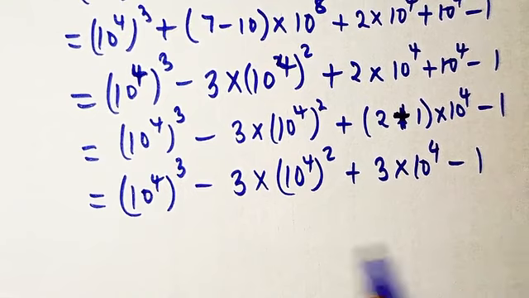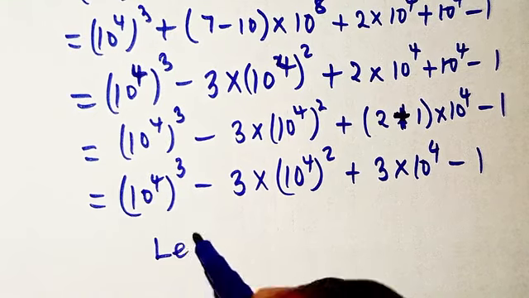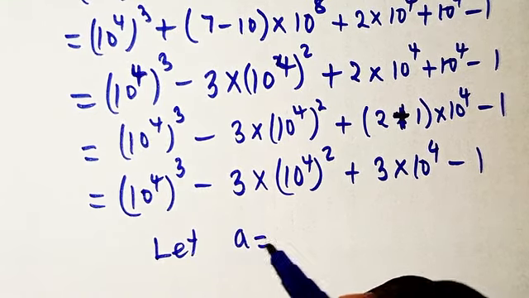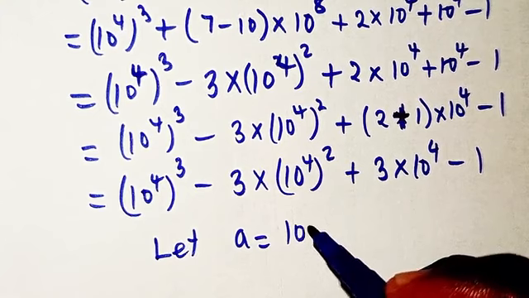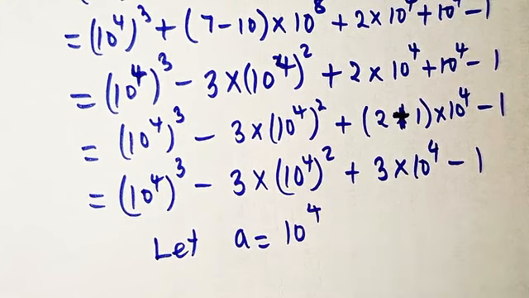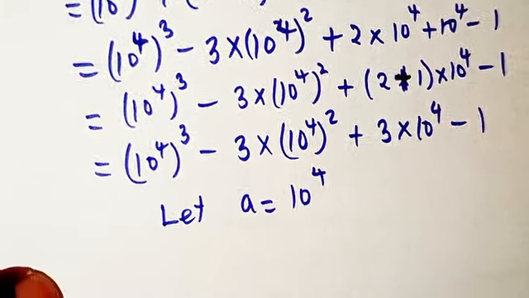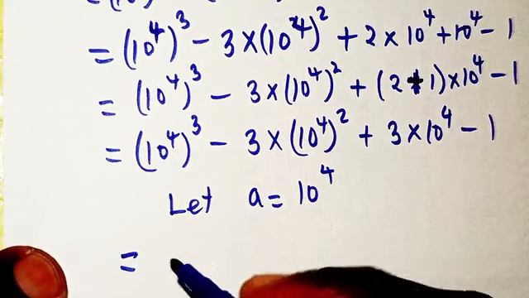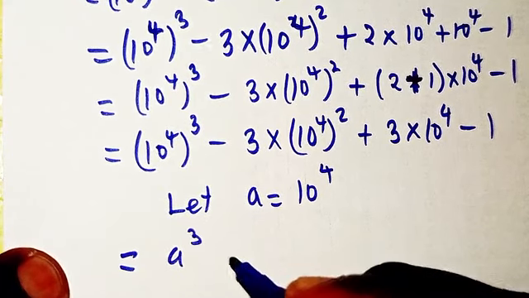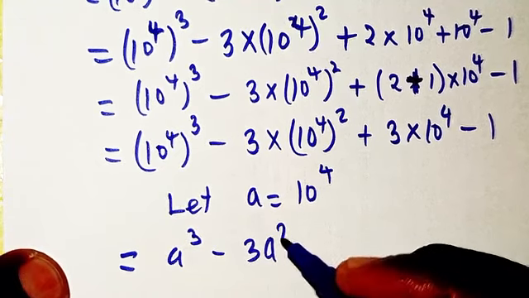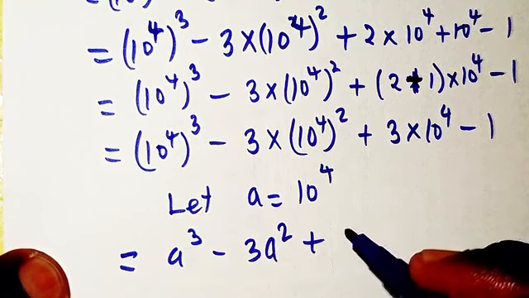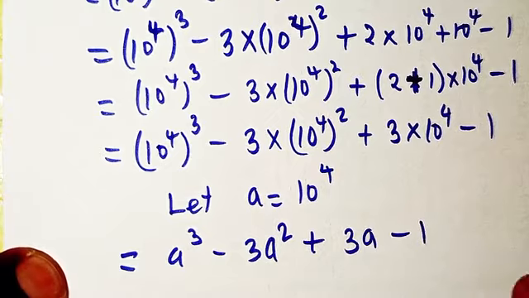So now according to this place, let A equal 10 to the power of 4. If A equals 10 to the power of 4, we're going to have everything here to be A to the power of 3 minus 3A to the power of 2 plus 3A minus 1.